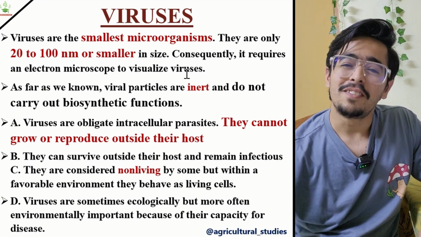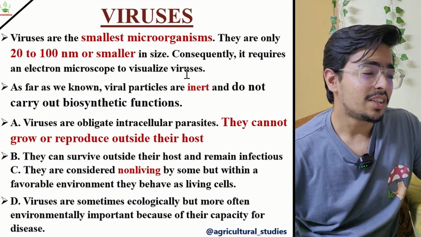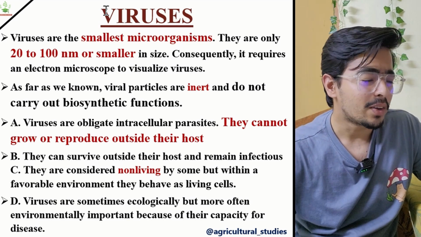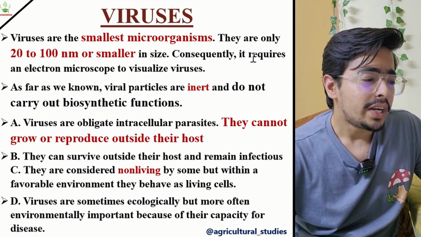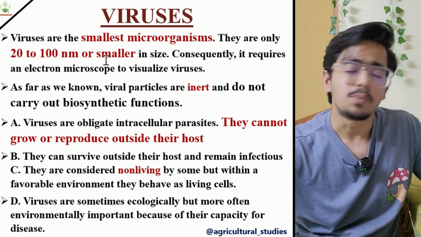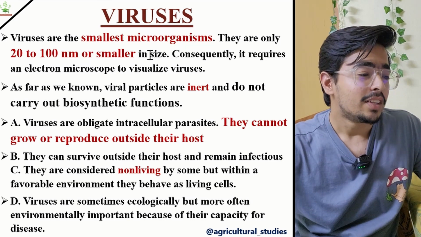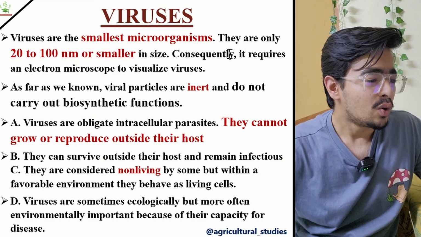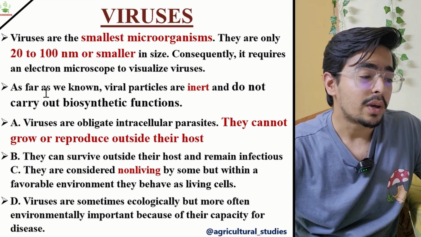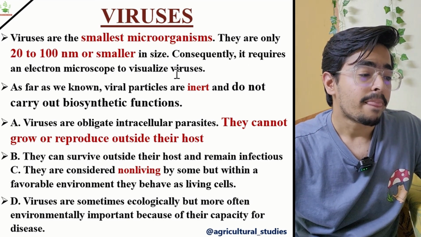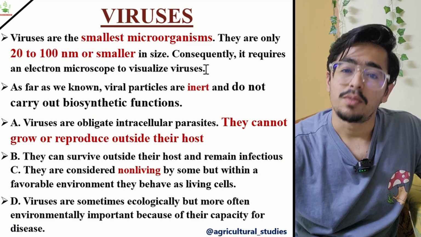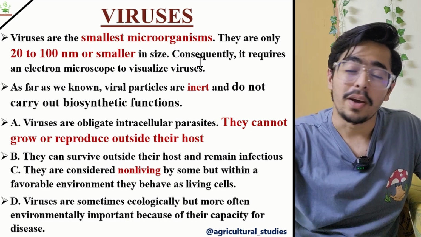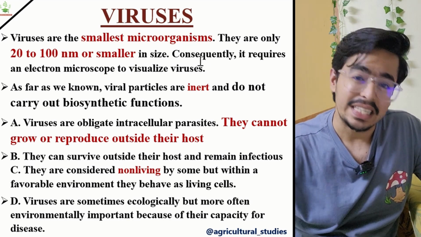So now focusing on the viruses, you must know that viruses are the smallest microorganisms. They are only 20 to 100 nanometers or smaller in size. They are smaller than bacteria, and they are the smallest. You should know that. Consequently, it requires an electron microscope to visualize viruses. Viruses need a higher quality of microscope so that they can be seen easily.